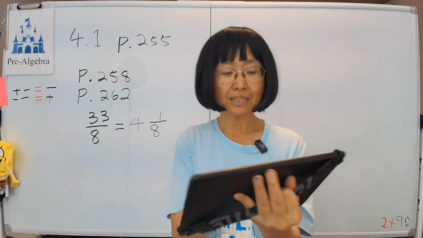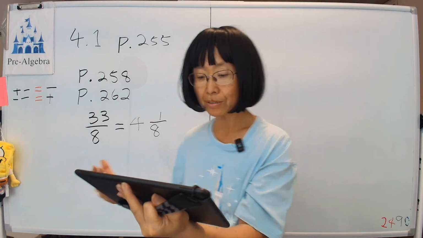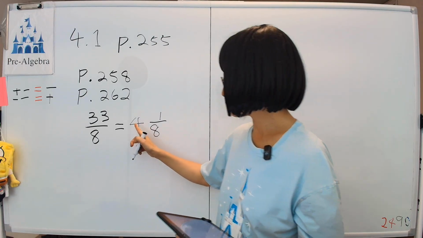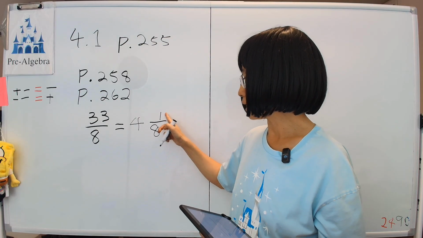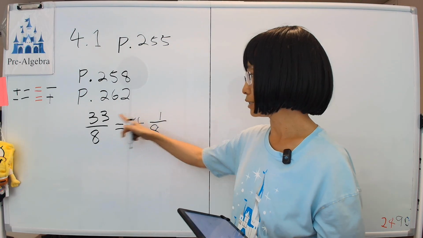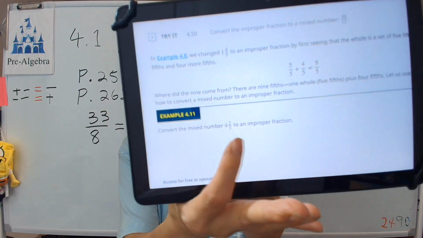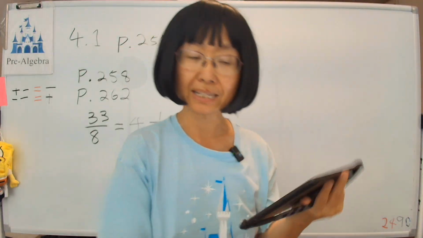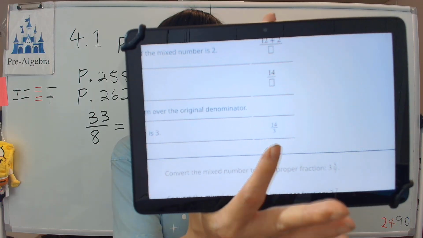Okay, in general, in order to convert a mixed number to an improper fraction, what you do is you take the whole number, multiply by the denominator, and then add the numerator. 4 times 8 is 32, and then plus 1 is 33. Similarly, in this case, we'll do 4 times 3 is 12, plus 2 is 14. So that's why the answer is 14/3.